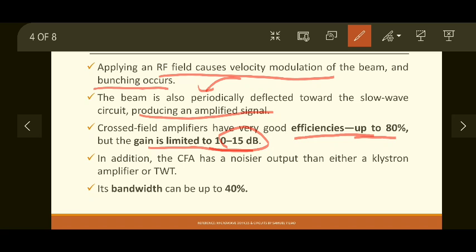When you want a higher efficiency, instead of klystrons you can go for the crossfield amplifiers, but if you want a higher power gain, then you can go for the klystrons. In addition, CFA has a noisier output than the klystron amplifier or TWT. That is another disadvantage. The presence of noise is much higher in CFA output compared to klystron output or TWT output. And bandwidth is very good, up to 40%. It can provide a wide range of frequencies and amplification.